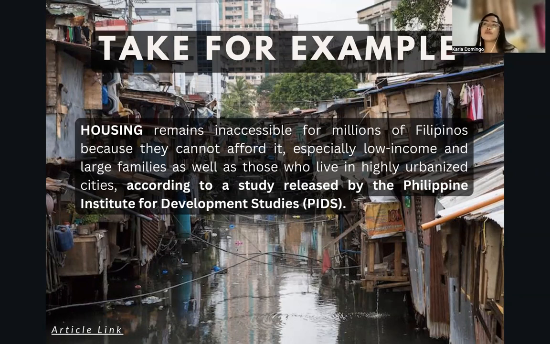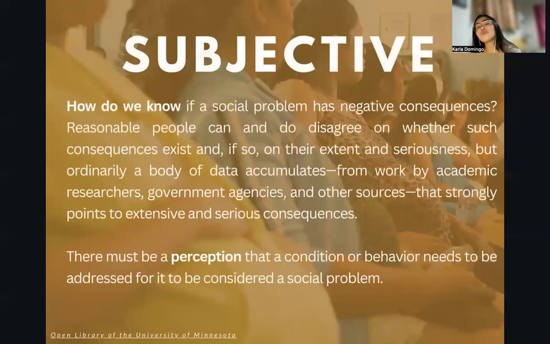So this meets the objective component of social problems because number one, it says here that millions of Filipinos are affected. So that covers the large numbers of people. And number two, it has empirical evidence from the study of the PIDS, which is also a reliable source of information.